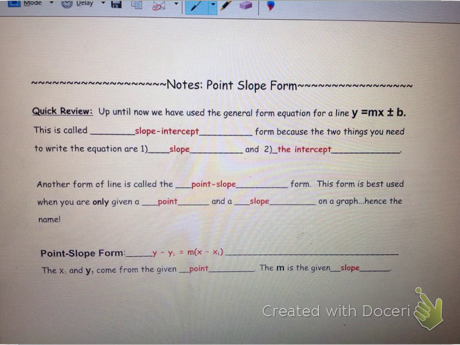This form is best used when you are only given a point and a slope on a graph, hence the name. Point slope form: y minus y1 equals m, open parentheses, x minus x1, close parentheses. The x1 and the y1 come from the given point. The m is the given slope. This will be substituted from your point, and the m will be your slope.